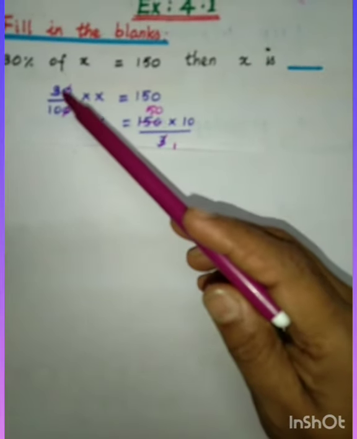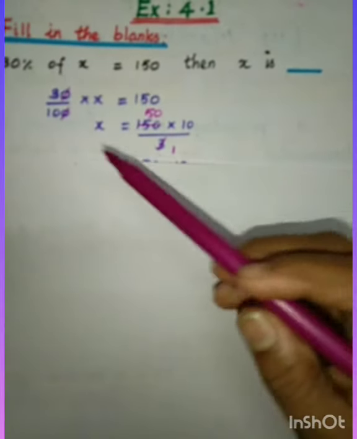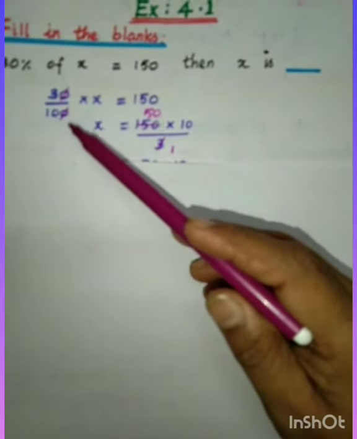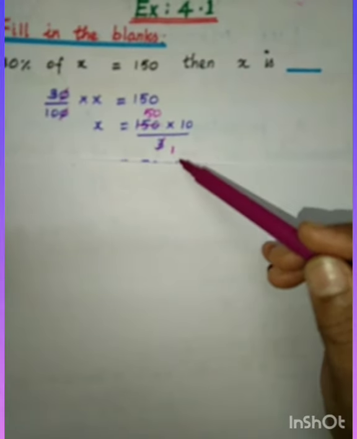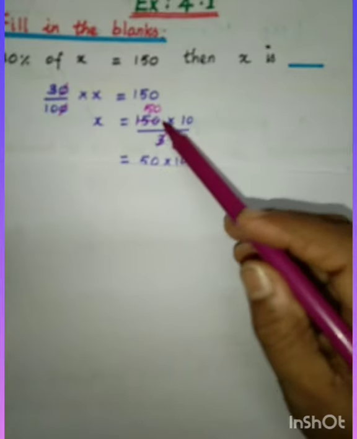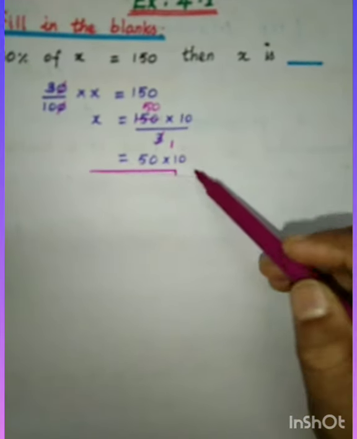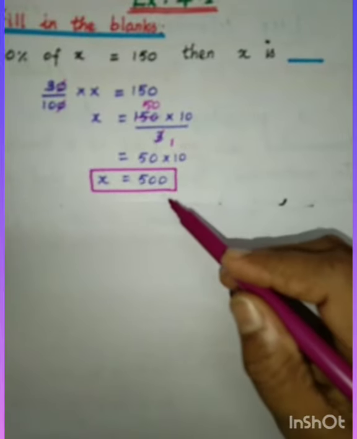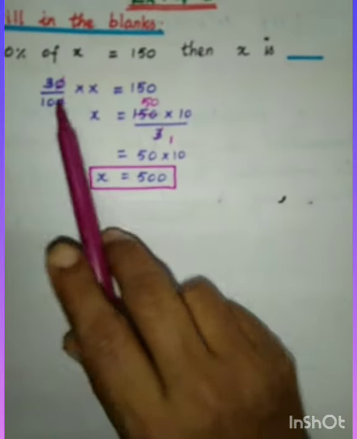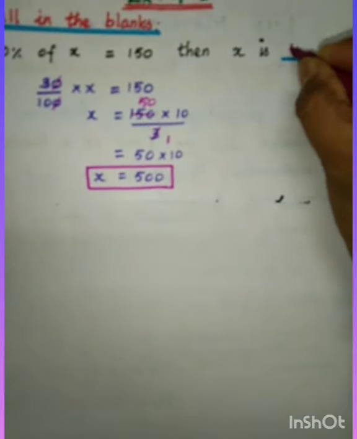So the 3 by 10 we can bring to the other side as a reciprocal. The reciprocal of 3 by 10 is 10 by 3. Then we can cancel with the three table. 3 ones are 3, 3 fifties are 150. Therefore the numerator is 50 into 10. So 50 into 10 is 500. Therefore 30% of x is 150, then x is 500.